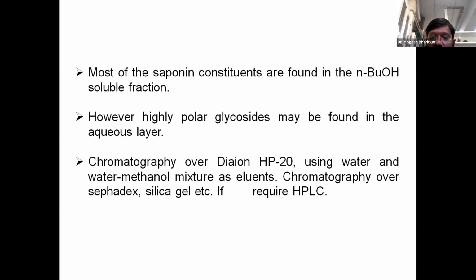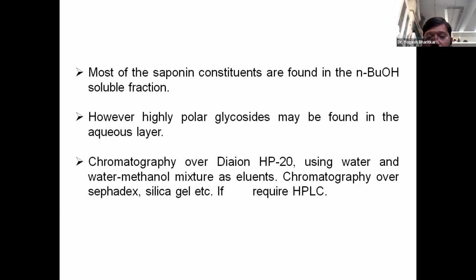And for detection, there is a problem: saponins are not UV visible. They may show some absorbance at 210 nanometers in HPLC, but we need a detector like ELSD or RI detector. Previously we used the RI detector, but now mainly we use the ELSD detector.